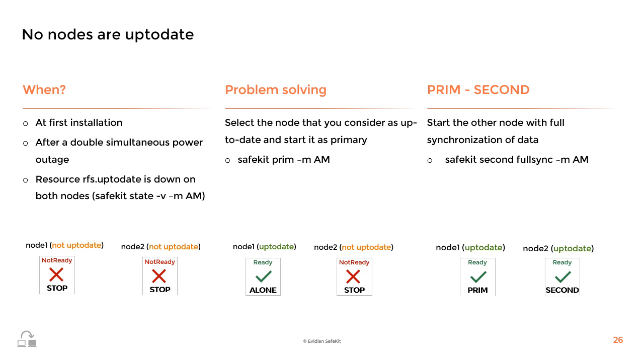Next, start the other node, node 2 in our example. Use the safekit second full sync command if you want a full synchronization of its data. After the synchronization, the cluster will return to the prim second green state.